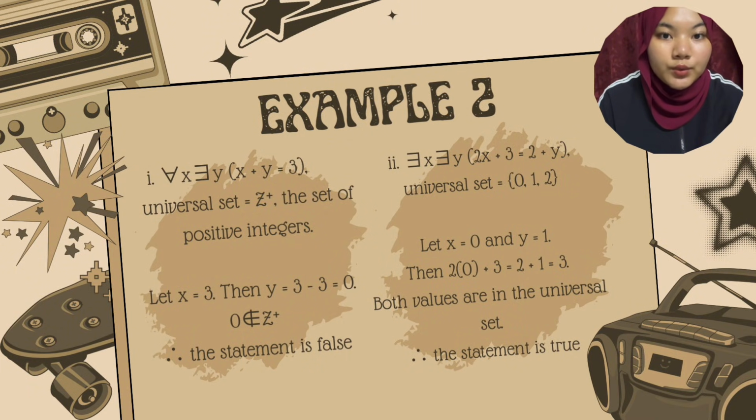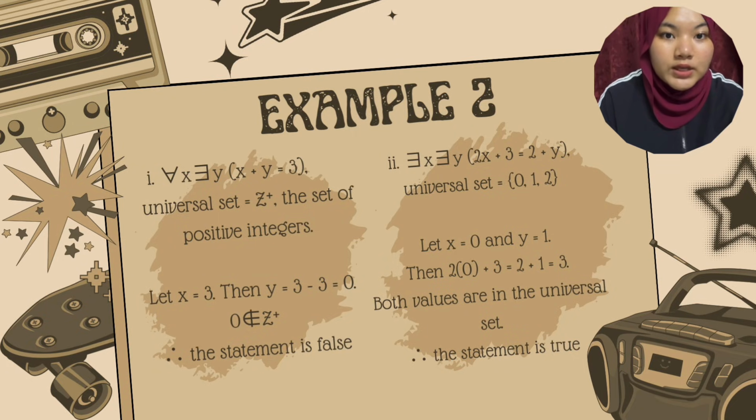For statement 2, the second statement is there exists x and y such that 2x plus 3 equals x plus y, where the universal set is 0, 1, 2. Let x equal 0 and y equal 1. Substituting these values, we get 2 times 0 plus 3 equals 0 plus 1 equals 3. Since both values satisfy the equation and belong to the universal set, the statement is true.